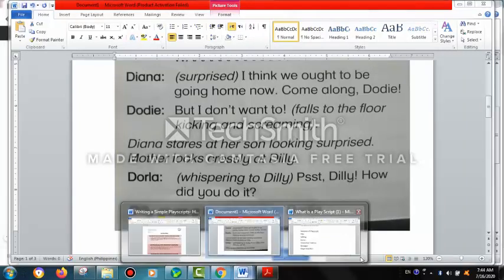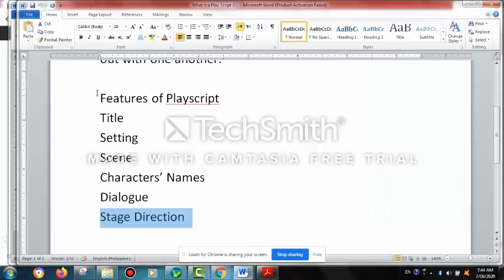Okay, now remember, we need to include the different features of Playscript in your Playscript writing. Remember to include the title, the setting, the scene, the characters' names, the dialogue, and the stage direction.